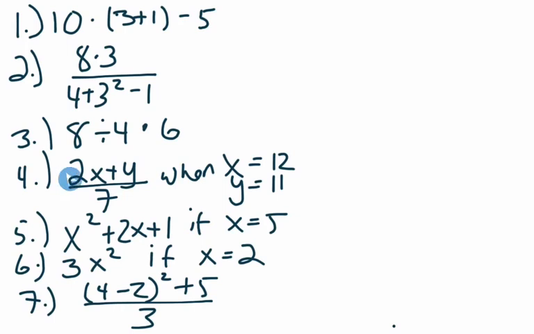Next one is 2x plus y over 7 when x equals 12 and y is equal to 11. So we want to remember our algebraic expressions and what it is to substitute. X squared plus 2x plus 1 if x is equal to 5. 3x squared if x is equal to 2, and parentheses 4 minus 2 all squared plus 5 all over 3. So pause the video, take some time, work it out, see how you do, and then unpause it, and we'll go over them together.